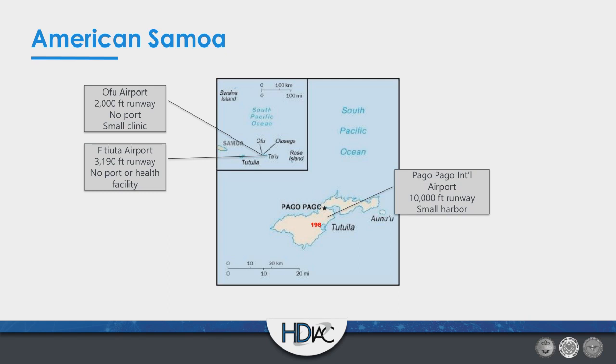Tutuila itself is only 16 miles long end to end. And of course, you see, again, we put the capital city right there at a choke point. But in this case, the western half of the island is by far the most densely populated. There's not a lot on the eastern half. The only hospital on the island is marked there with 198 hospital beds, and that is close to their harbor, and it is actually closer to the Pago Pago airport than the actual star on Pago Pago is.